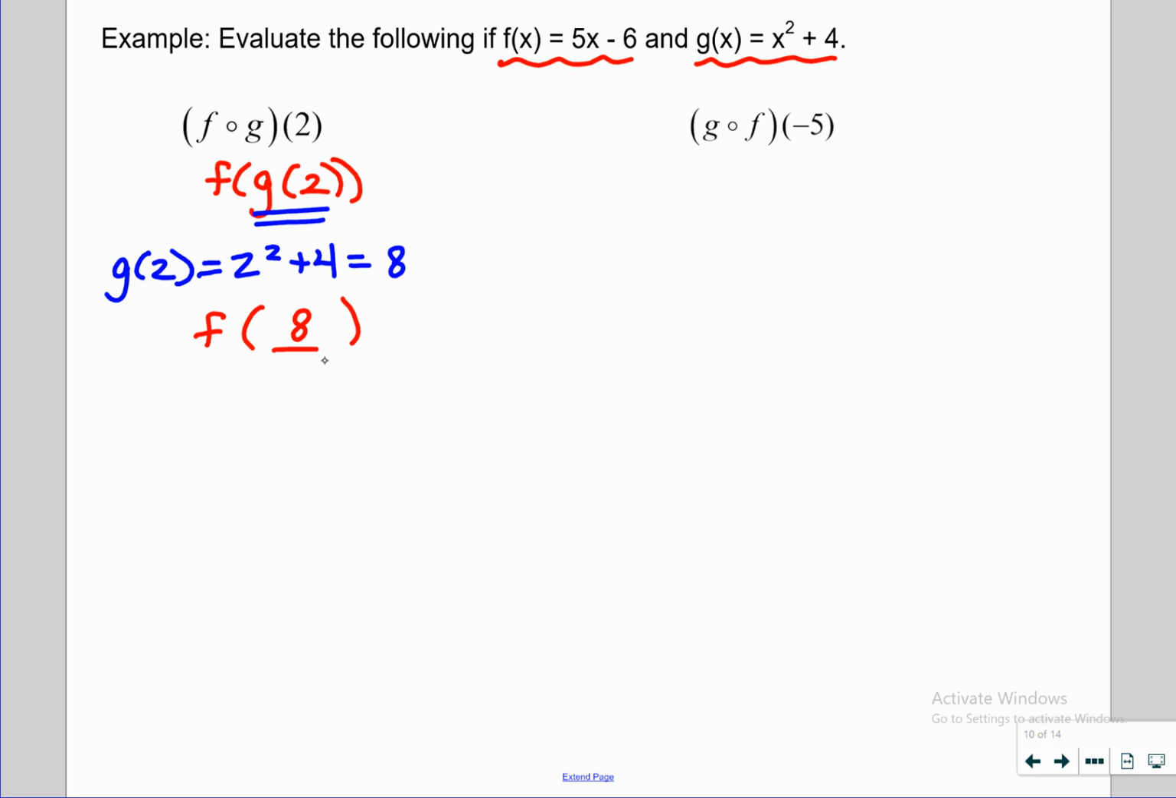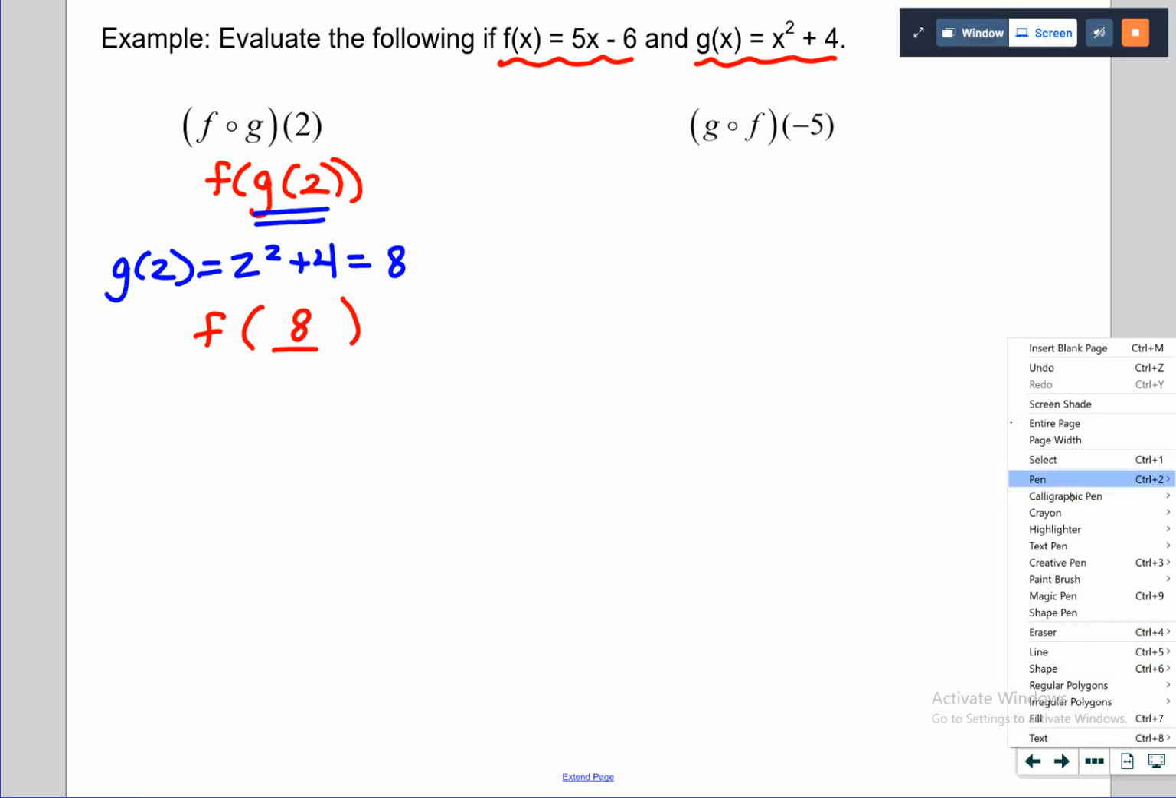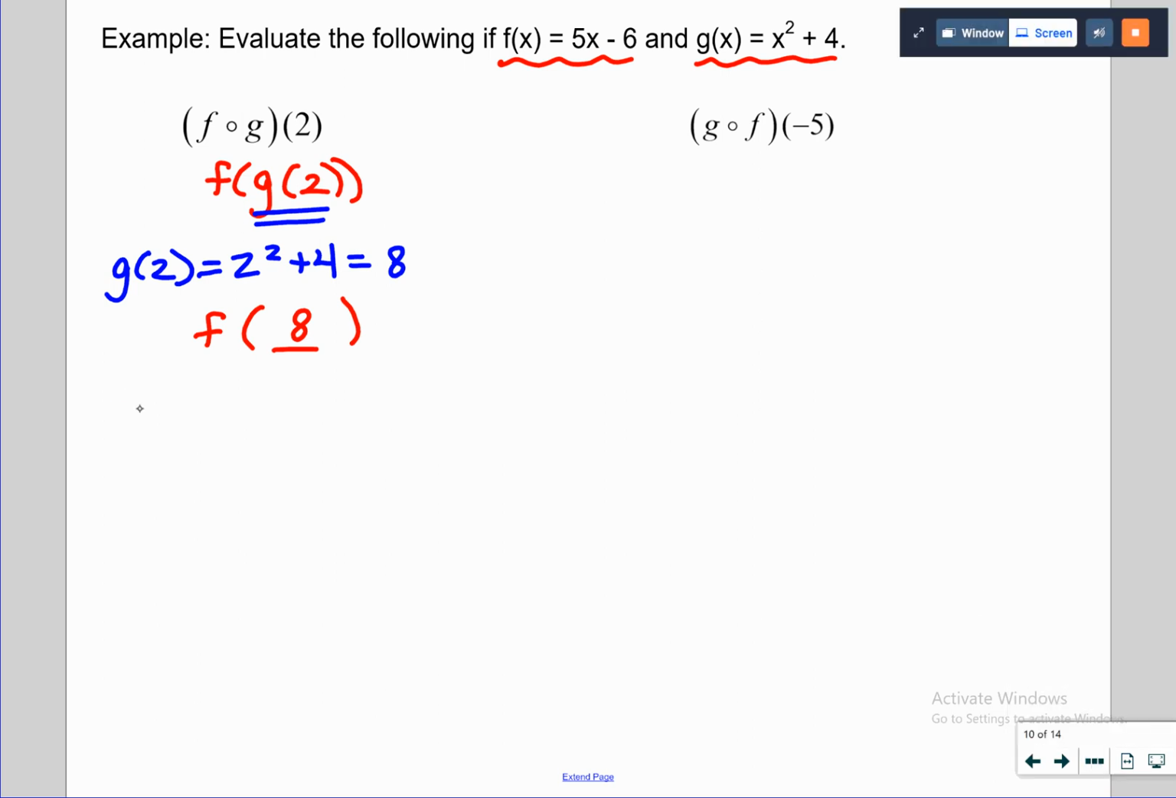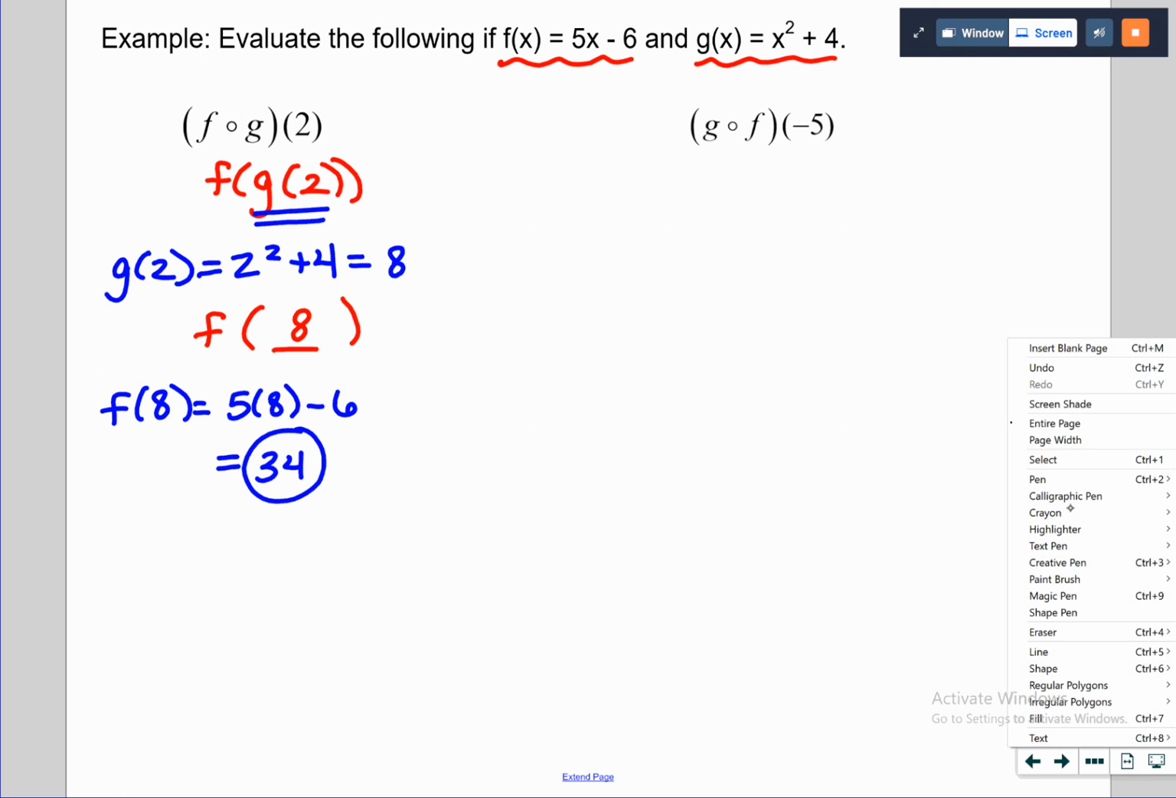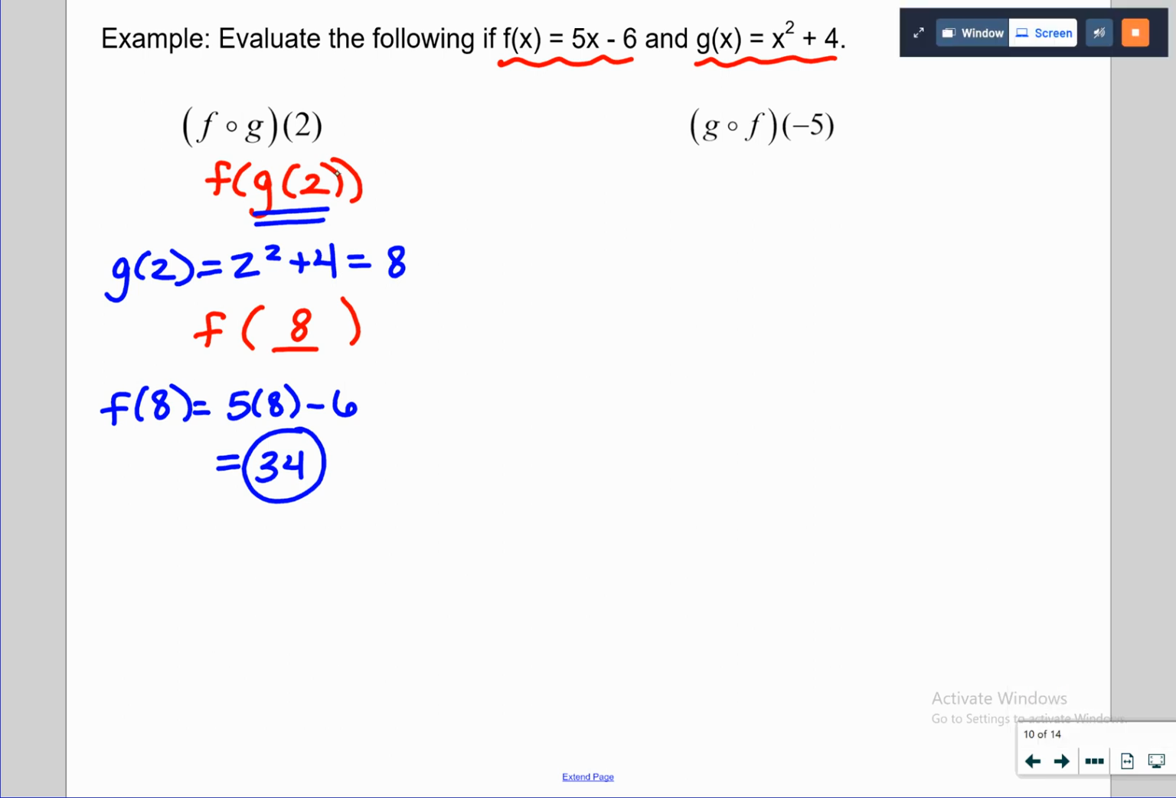And now you can see the next thing we're going to do. We're going to do f of 8. So we're going to take function f, and we're going to plug 8 into it. So 5 times 8 minus 6, which is 40 minus 6, which is 34, and that's our final answer. So the steps of this: we're taking our number, plugging it into the first function, then we're taking that answer and plugging it into the next function. We work our way out here, okay?